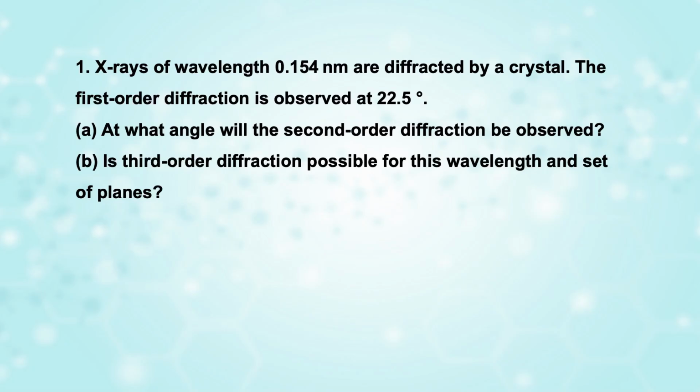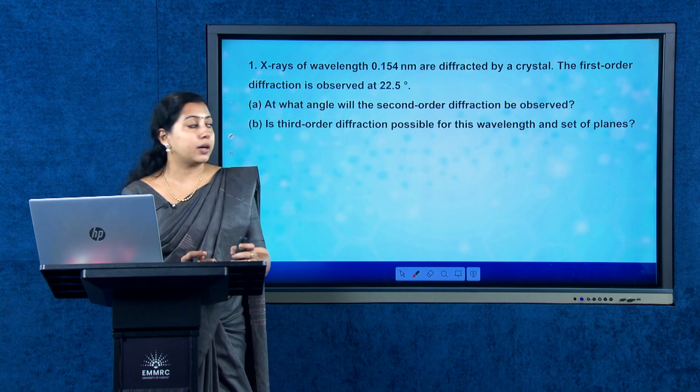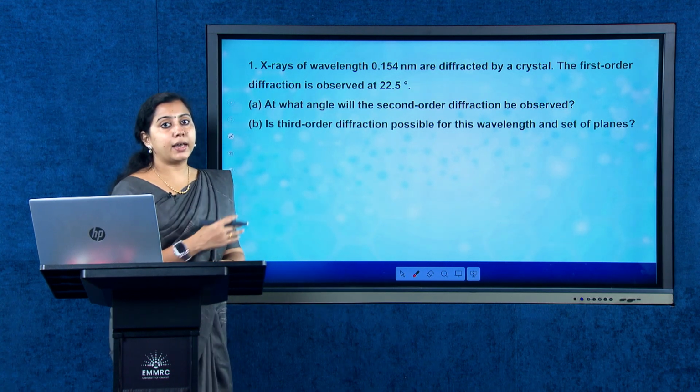The first question is, X-rays of wavelength 0.154 nanometers are diffracted by a crystal. The first order diffraction is observed at 22.5 degree. Question A, at what angle will the second order diffraction be observed? And B, is third order diffraction possible for this wavelength and set of planes? So, we have two sub questions A and B.